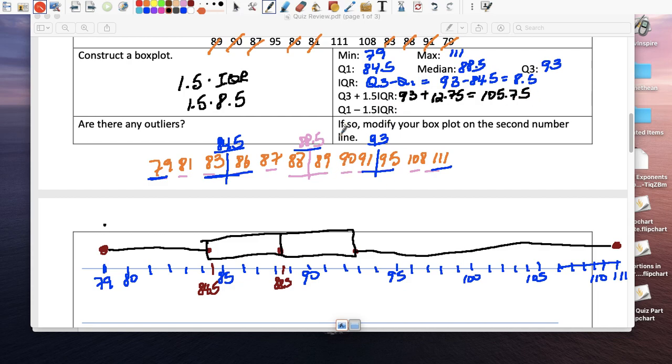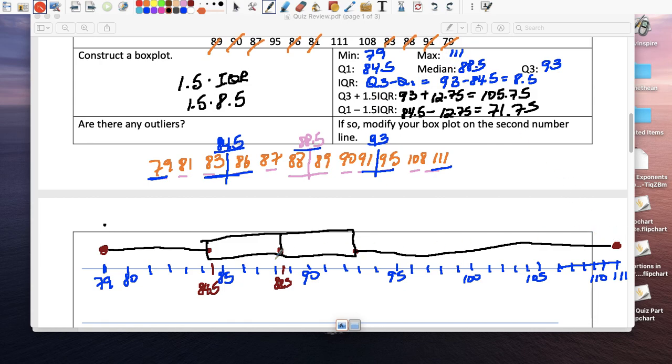Okay, so on the downside, it's Q1, which is 84.5, minus the 1.5 times the IQR, which is 12.75. So we're looking at numbers on this side, right? So 84.5 minus 12.75 is 71.75. So if you had a value over here, 71, 69, 70, those would have been outliers, but we don't have to worry about that.